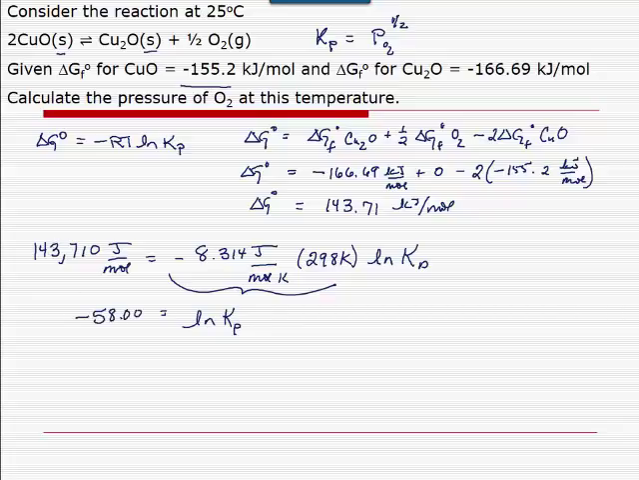So in other words, I am taking 143,710 divided by a negative 8.314 and divided by 298. Now how do I get just the K? I take e to both sides. And this will give me a Kp equal to a very, very small equilibrium constant, 6.44 times 10 to the negative 26. So this also is telling me the same piece of information.